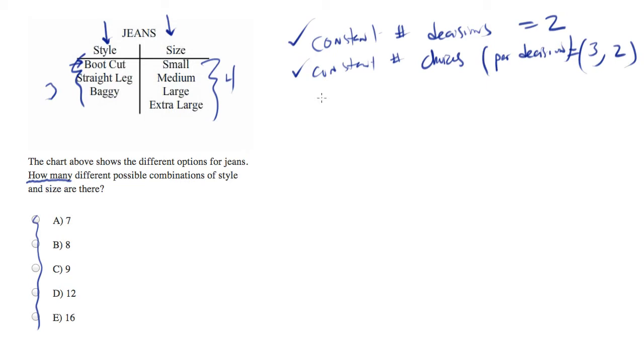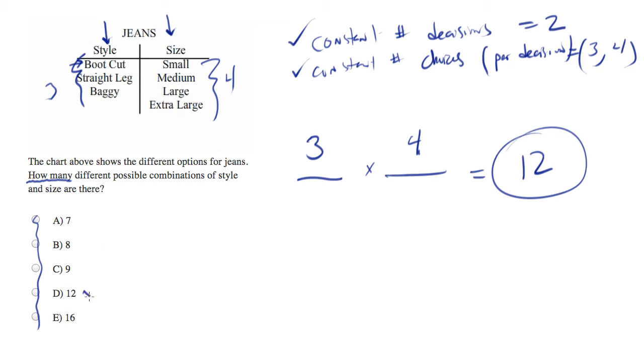Anytime both of these criteria are met, we can use a very fast simplification for counting, which is you take the number of decisions, there's 2 decisions, you take the number of choices in each decision, 3 choices in the first decision, 4 choices in the second decision, and I labeled that wrong before, that should have been 3 and then 4. You multiply them together to get 12, and that will be your answer. So you just multiply choices in every decision, and that'll give you the total number of combinations.